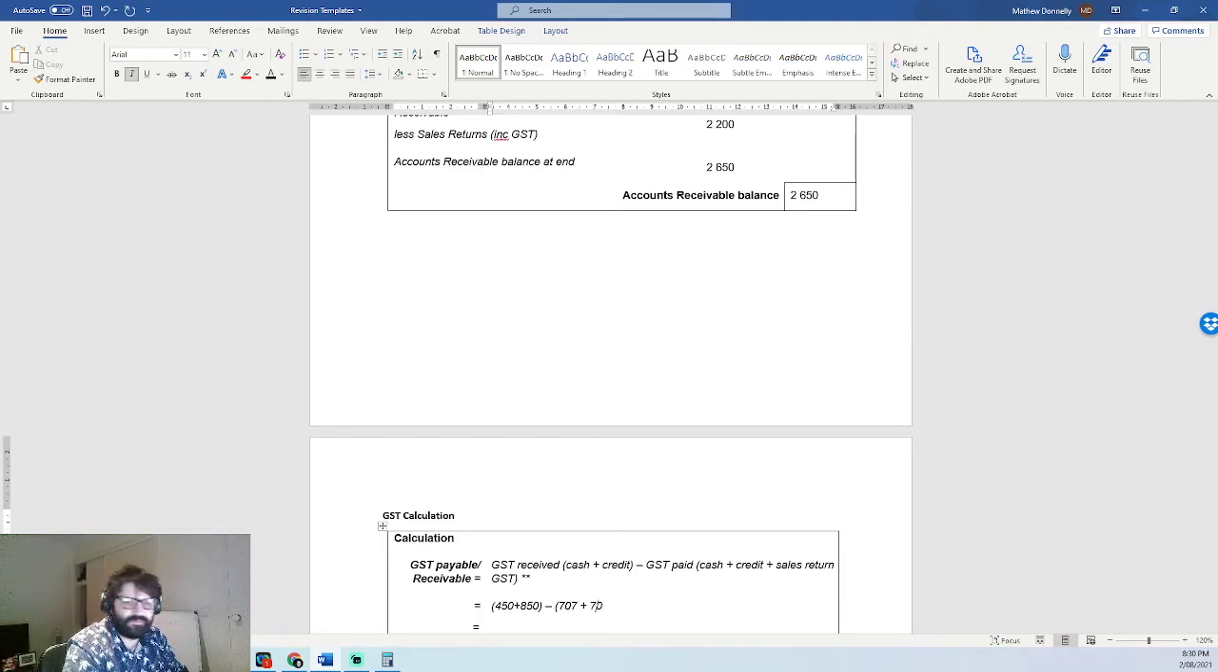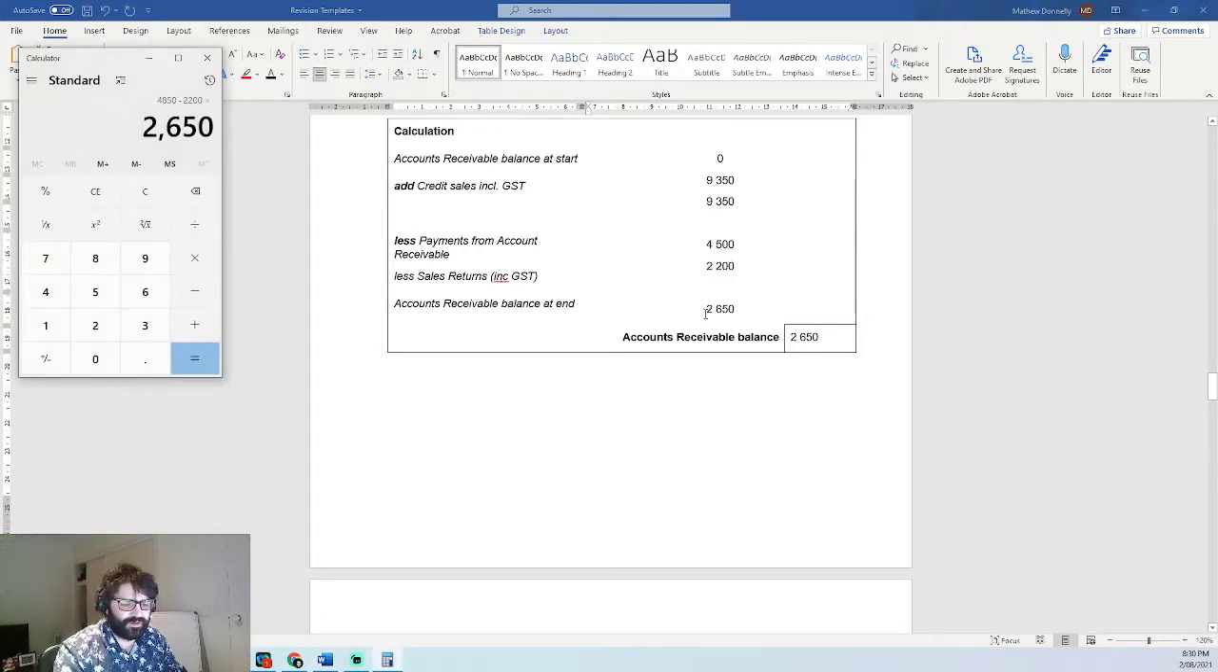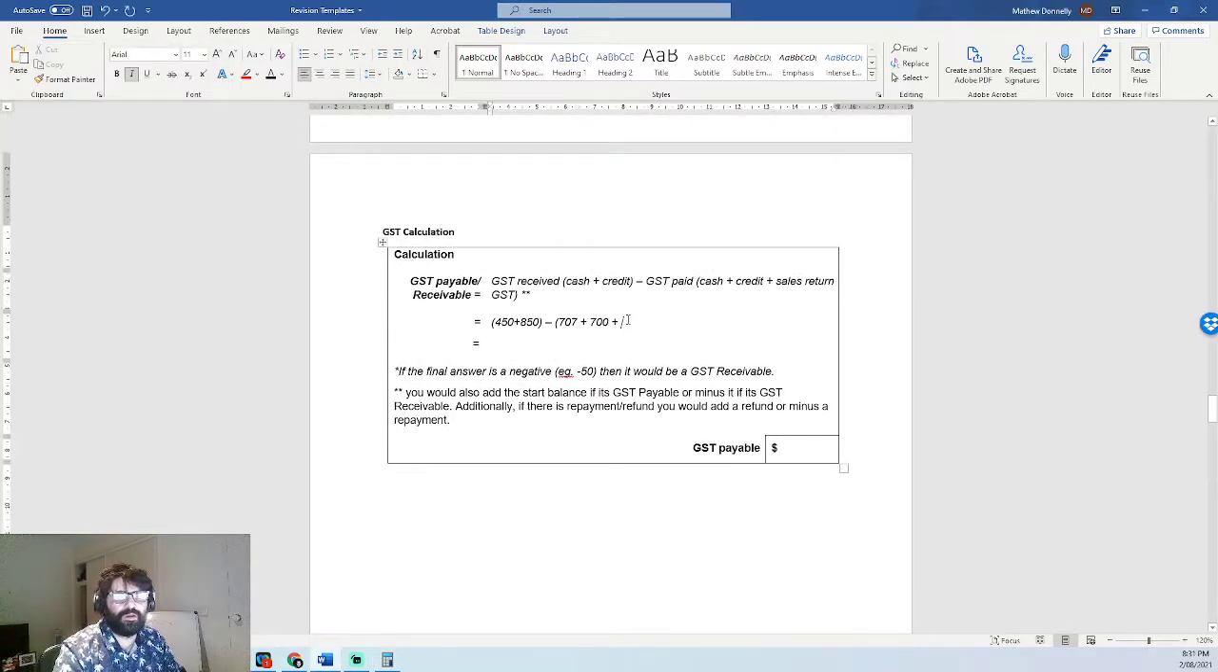707 plus 700 plus the sales return GST, which was 2,200. 200 of that was sales, so the other 200 must be the GST. If you want to work that out, just go 2,200 divided by 1.1. $2,000 in sales multiplied by 0.1 to get the GST, it's 200. And because we're offering that refund, it means we're paying back GST to other people, means our GST goes down, or we're paying that GST out.